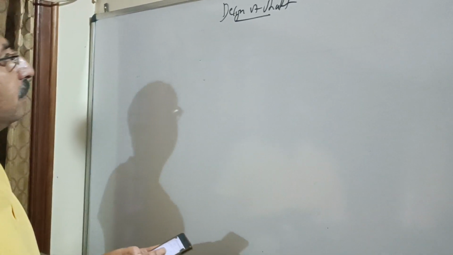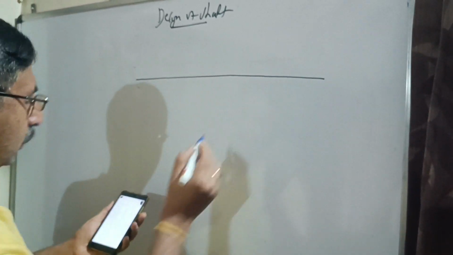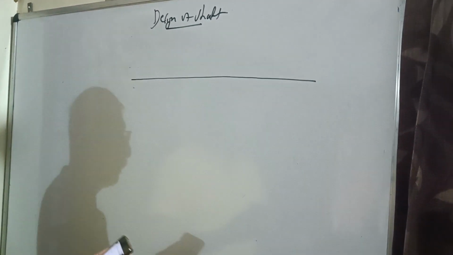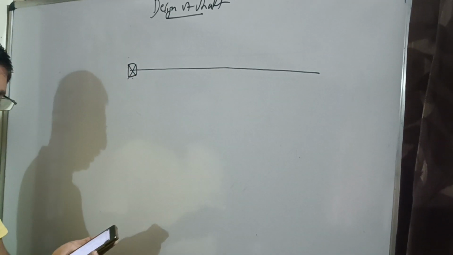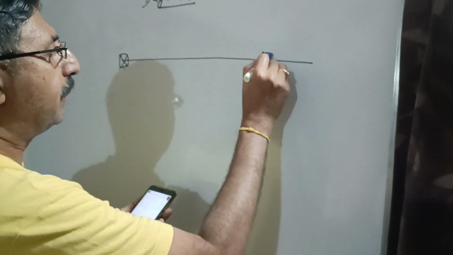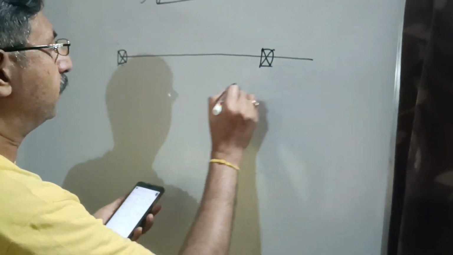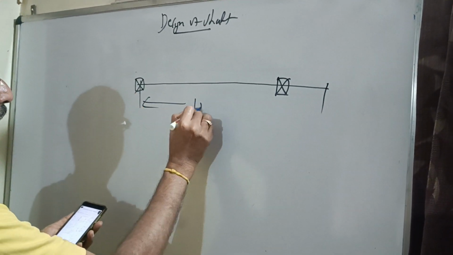A shaft 1500 millimeter long is supported at 2 points A and B. Point A is at the left extreme end of the shaft. Point B is at a distance of 400 millimeter from the right extreme end of the shaft. So this is the length of the shaft, 1500 millimeter.